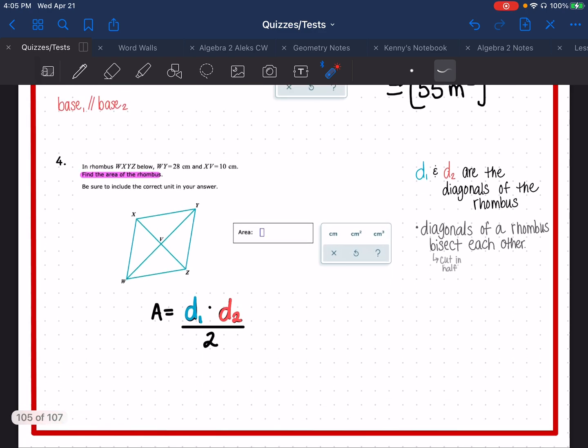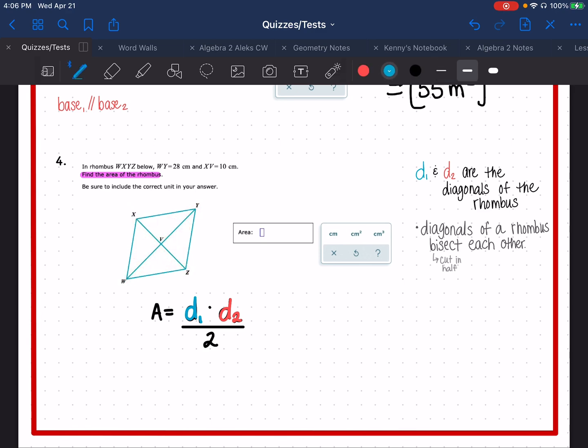All right, let's take a look at question number 4. In question number 4, they are asking us to find the area of the rhombus below. This is the formula for a rhombus, and D1 and D2 are, of course, my diagonals. One thing that you do have to remember from the properties of a rhombus is that the diagonals of a rhombus bisect each other. That means that at that point V in the middle of my rhombus, the two diagonals are cutting each other in half. This piece and this piece are equal. That piece and that piece are equal.